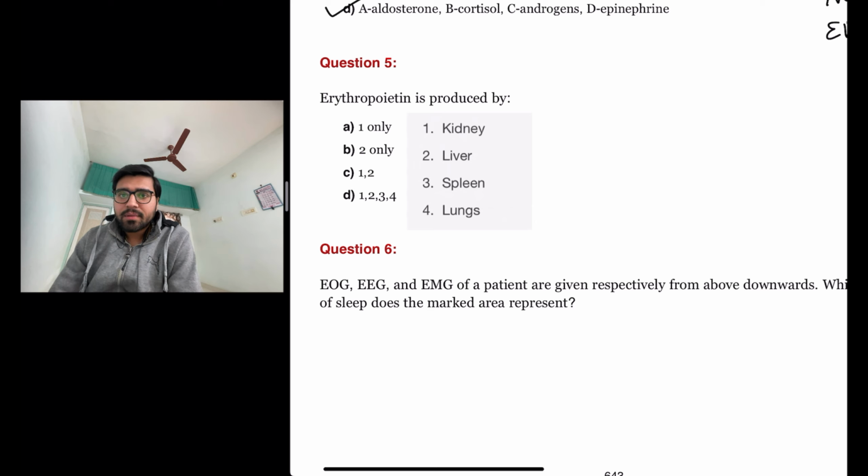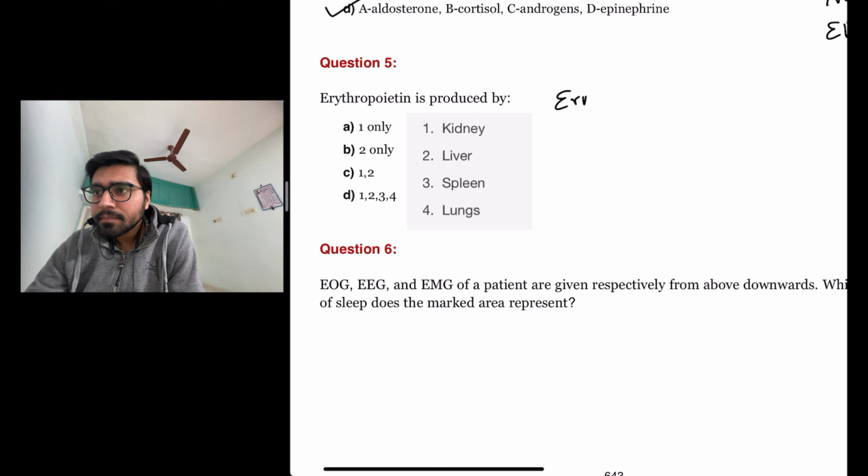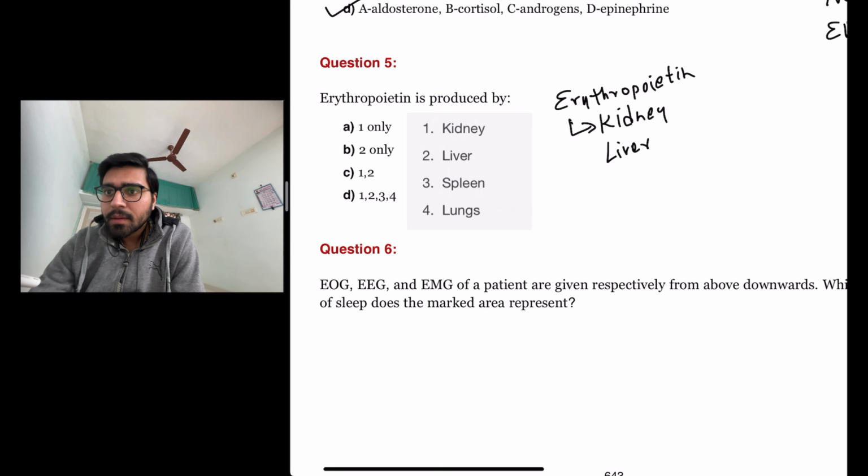The next question is, erythropoietin is produced by kidney, liver, spleen, and lungs. So erythropoietin is actually produced by kidney and liver. So the answer here is C, kidney and liver.